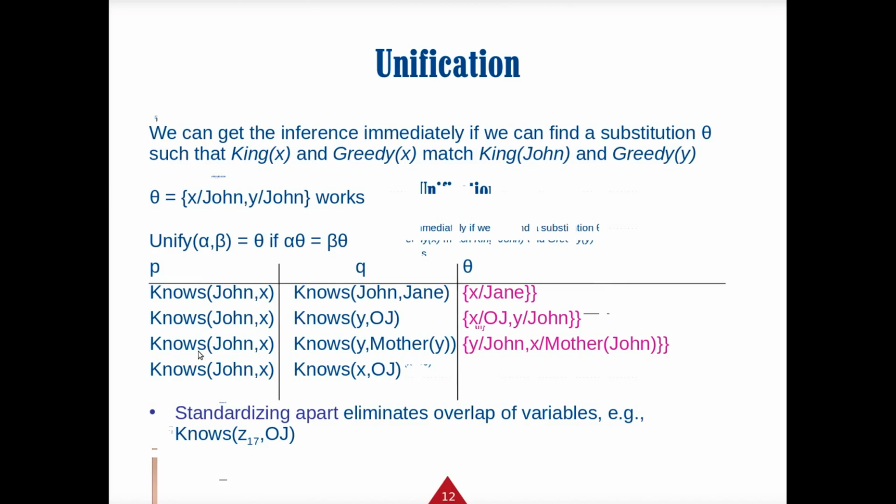Knows(John, x), Knows(y, mother of y). So we have this case where y is John, so we know that x is the mother of John. And now we have this case where John knows x and x knows OJ. Well, we know that y is Jane, right? And then it doesn't really match up, because we don't really know if John knows OJ, and so this is a fail. So the unification in this particular case did not go through.